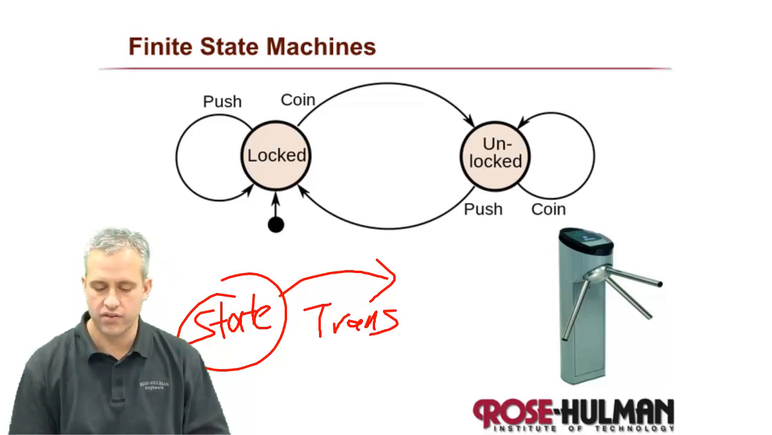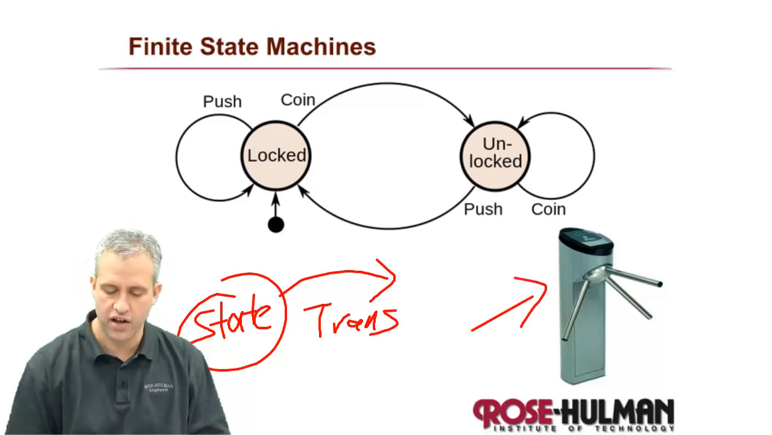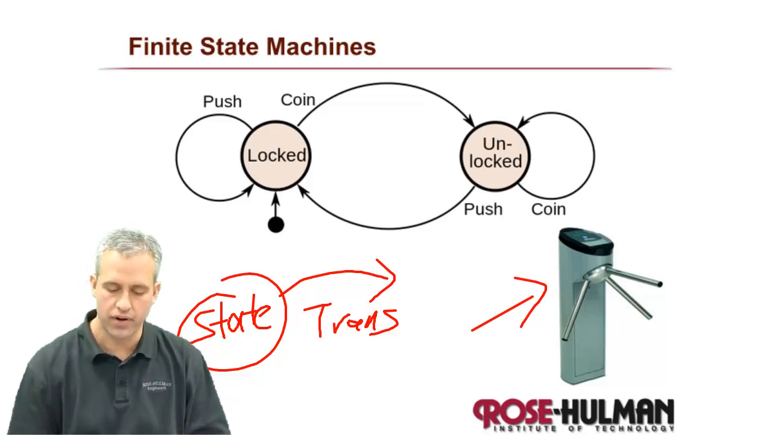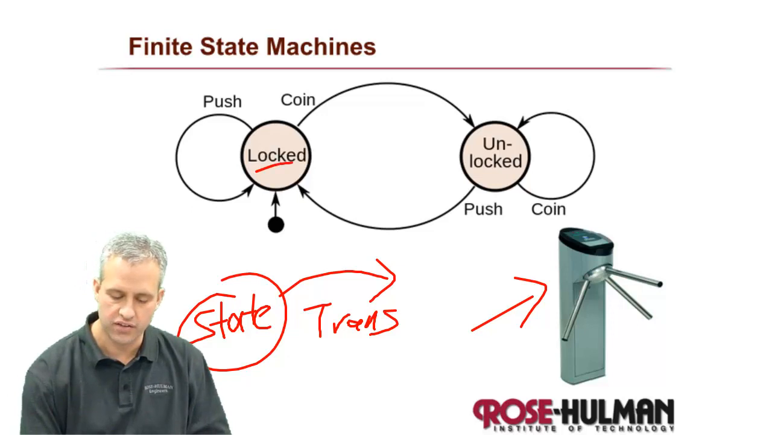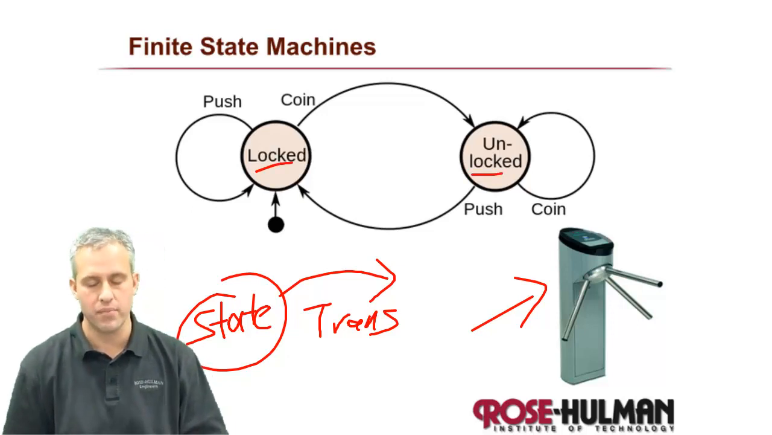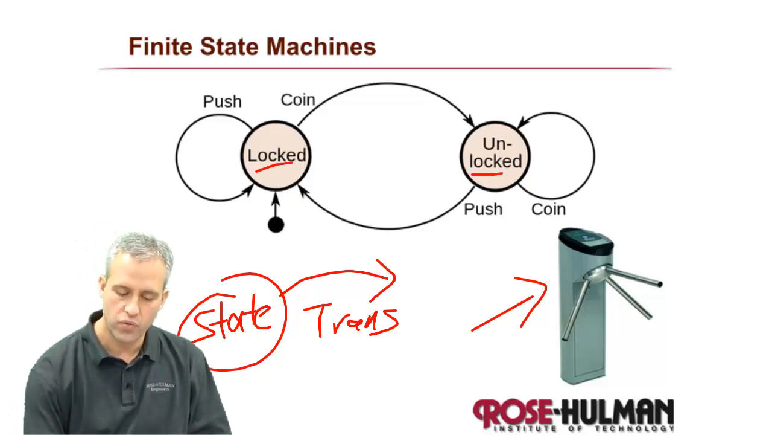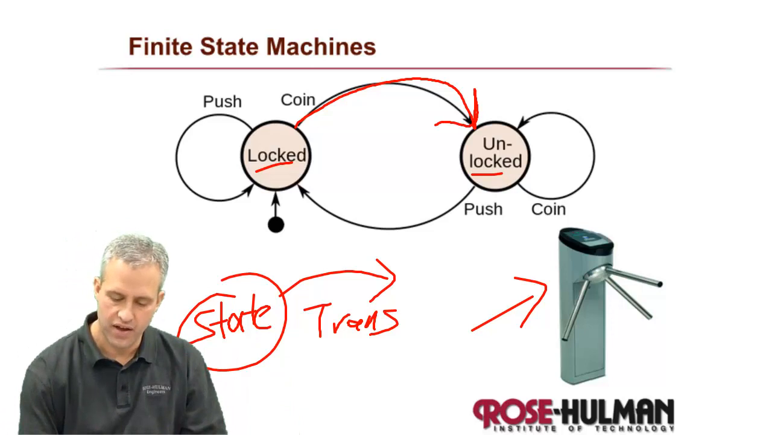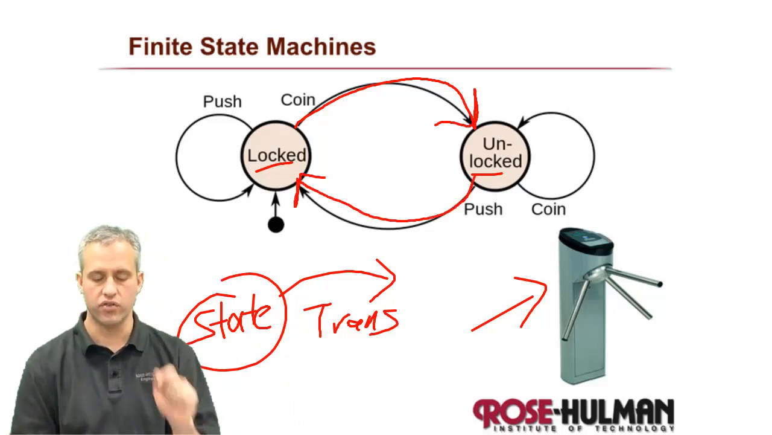So here we've got a basic turnstile, like you might find at the SRC or something like that. This one is coin operated. So it essentially has two states. It might be locked or it might be unlocked. If you are in the lock state and you put a coin in, then it becomes unlocked. If a person pushes through it, then it becomes locked again. So those are the states.